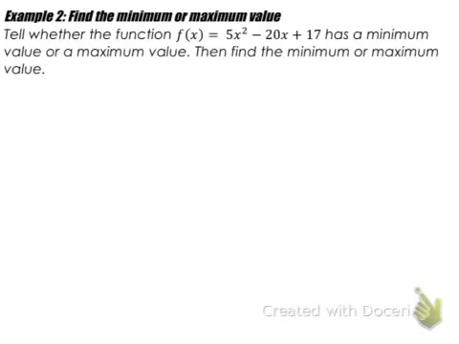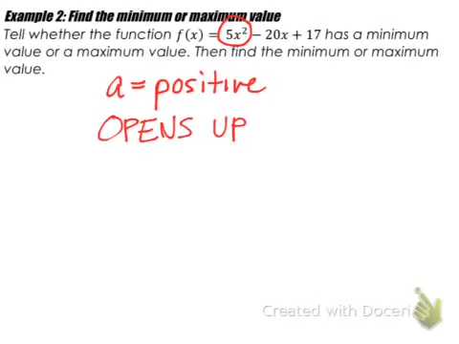Alright guys, in example 2, now we have to identify if the quadratic has a maximum or minimum value. So the first step is to identify if it has a minimum or maximum, so that based on that alone, we can decide if it opens upward or downward. We're looking at the first term, 5x squared. The coefficient of x squared is a positive 5, which means we are going to be opening upward. So since a is positive, we have an upward opening graph. If we have our makeshift coordinate plane, we know that it's going to open this way.